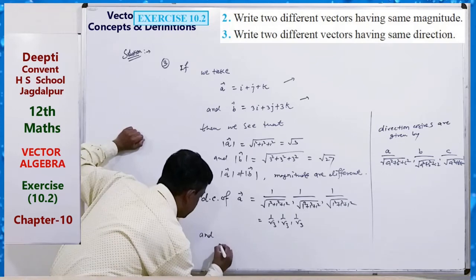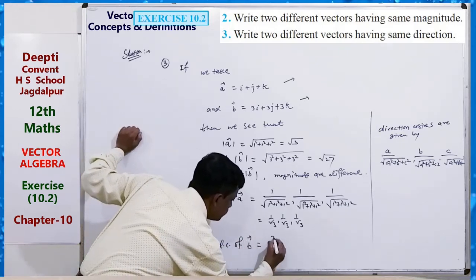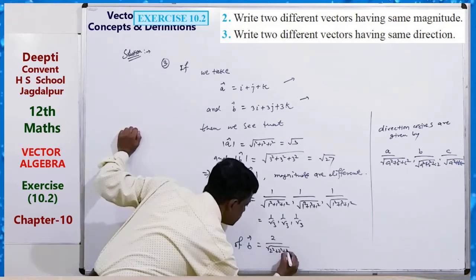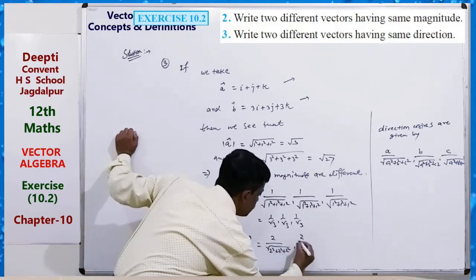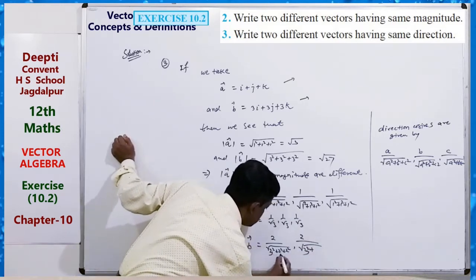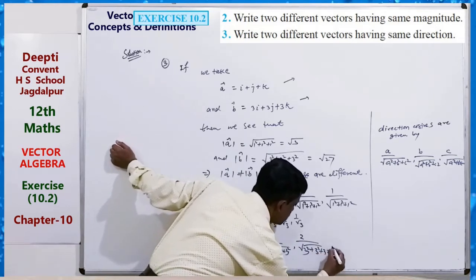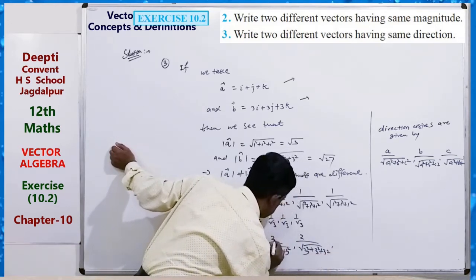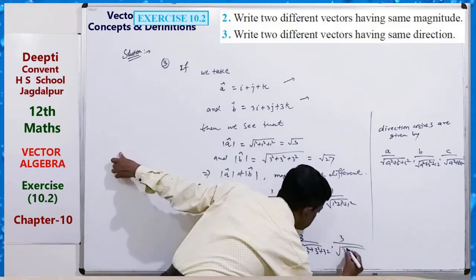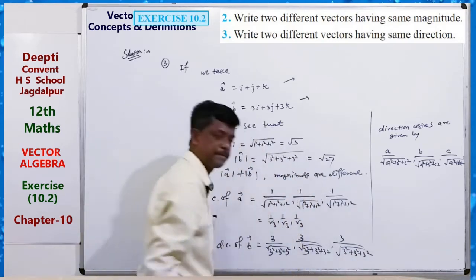And the direction cosine of vector B equals 2 upon root of 2a square plus 2a square plus 2a square, then 2 upon root of 3a square plus 3a square plus 3a square, and 3 upon root of 3a square plus 3a square plus 3a square. Clear?